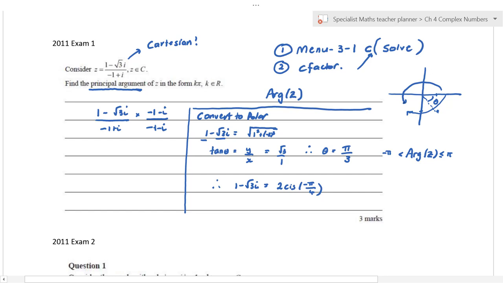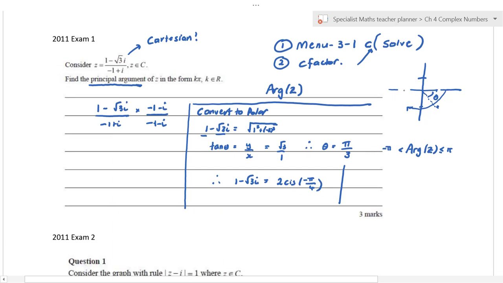Okay, so we've found 1 minus root 3i, and we might as well find what minus 1 plus i is, but that's going to be quite nice and easy. It's over here, and we know that angle is going to be 45 degrees, so pi on 4. Therefore, minus 1 plus i is equal to, straight away, root 2 cis of, in the second quadrant, 3 pi on 4. Now, we've done all our side work.